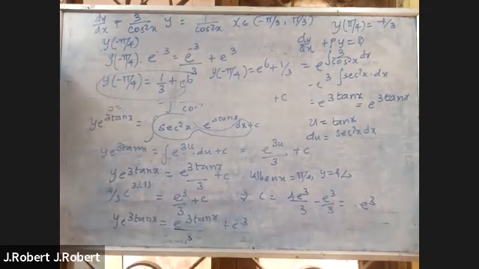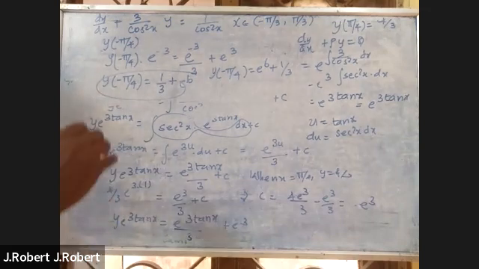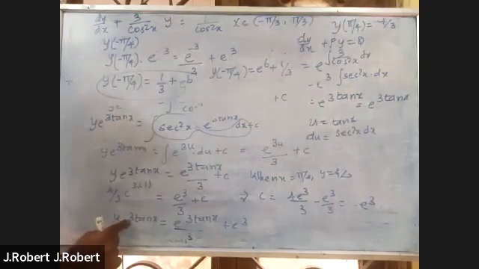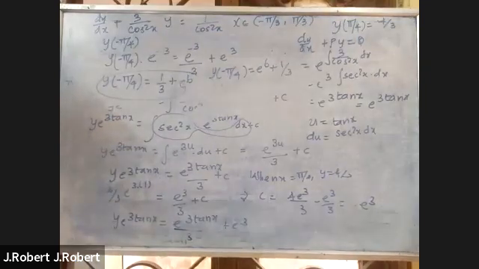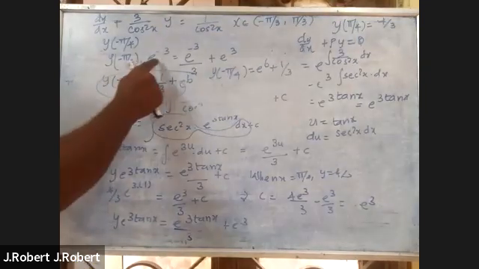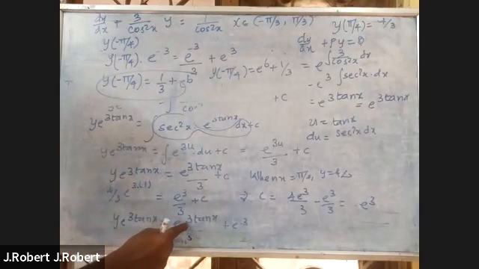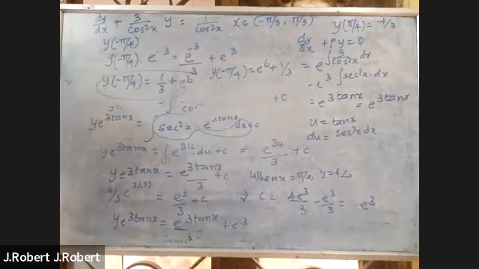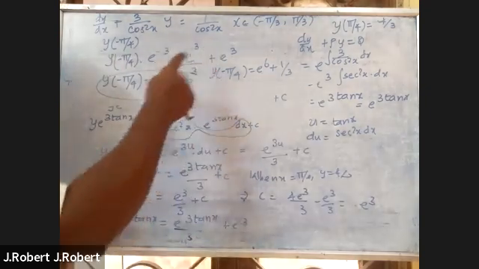But here, now in our question, y of minus pi by 4, which means that wherever x comes, you put minus pi by 4. So that is why you put y of minus pi by 4 as e power minus 3 tan minus pi by 4. Tan minus pi by 4 is minus 1, so e power minus 3. Similarly, e power 3 tan minus pi by 4 is minus 1, so e power minus 3 by 3 plus already e power 3 is there.